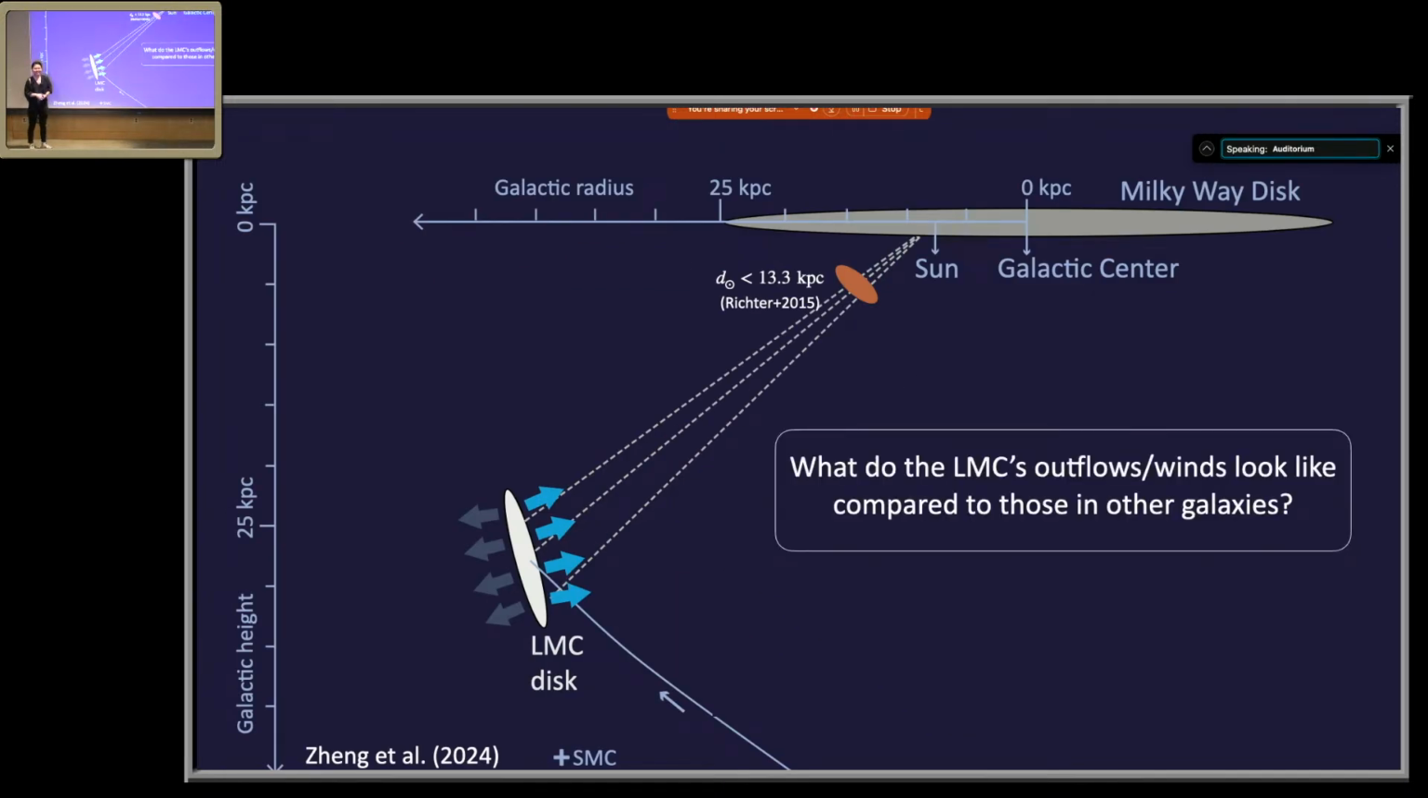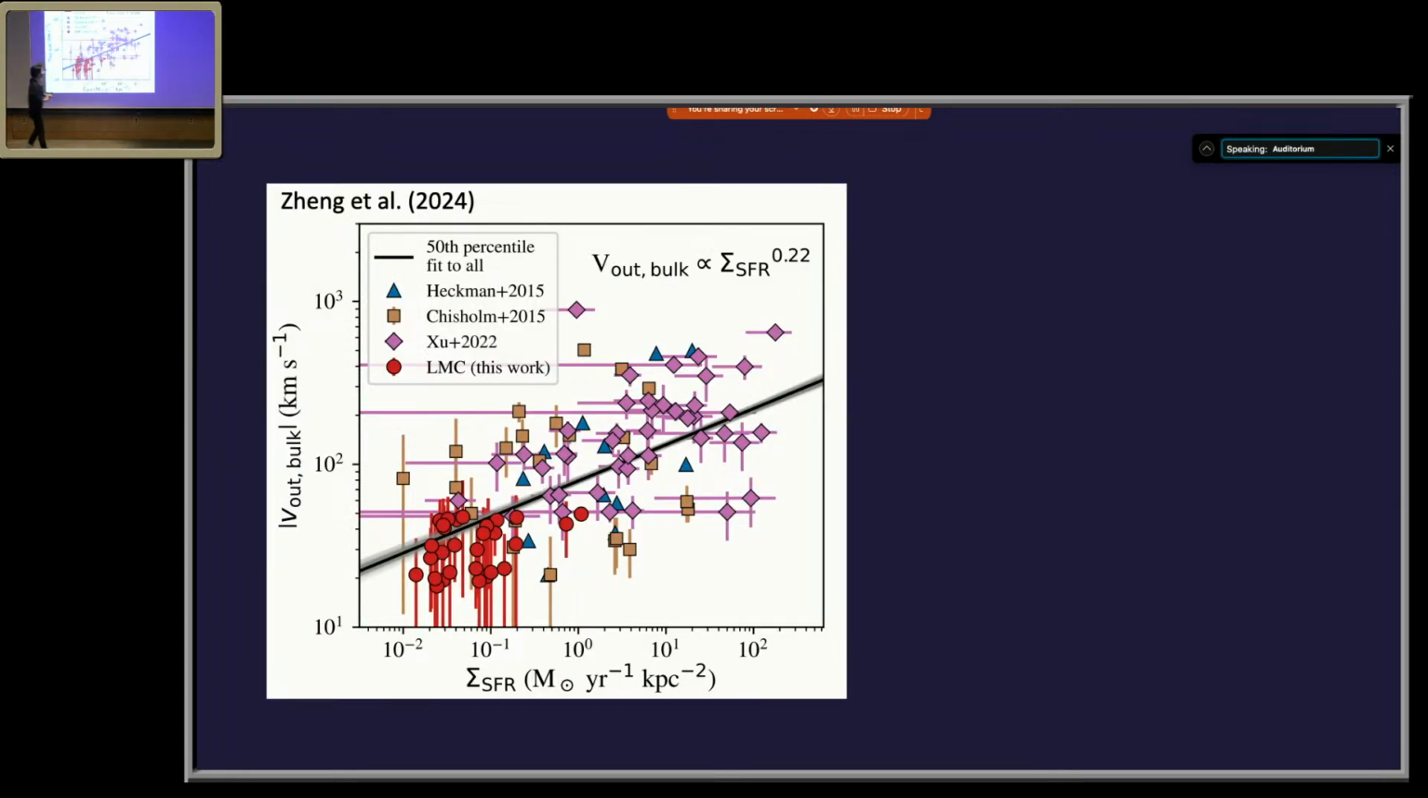The second thing is, I believe it's you who asked the question: what does the NMC outflow look like compared to other galaxies? And so let me show you some evidence. This is, on the y-axis, the velocity of the outflows compared to the star formation rate surface density. A scaling relation like this is very typical in the outflow literature, where you investigate how outflows are driven by star formation activity. NMC is in red here. So it is moving at quite a low velocity, between 20 to 60 km per second. That is the center of the mass.